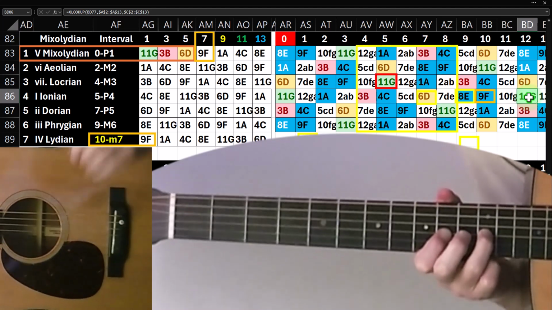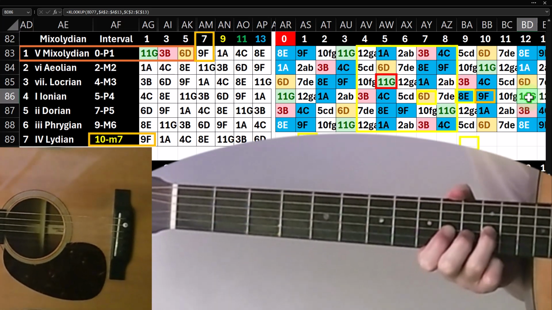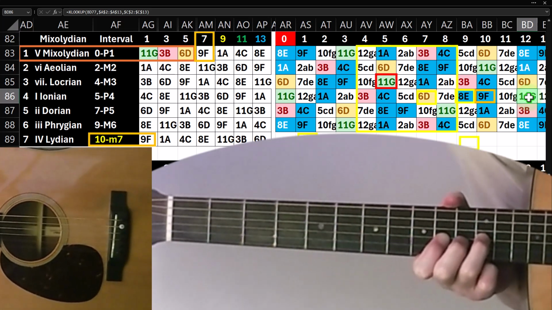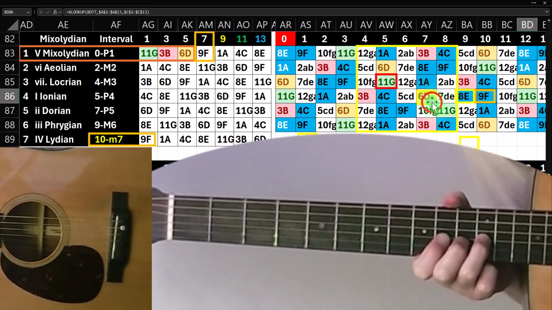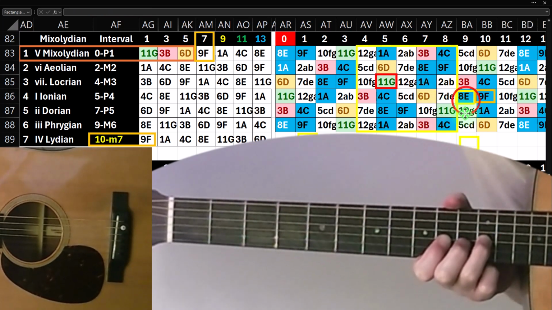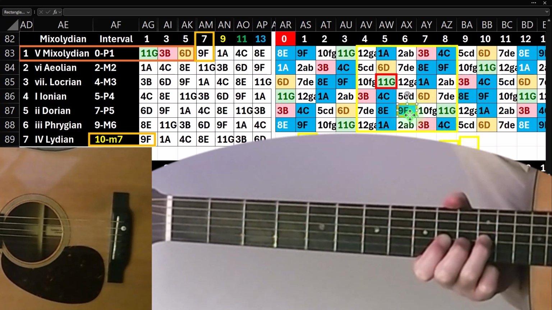Which sounds kind of cool. Anyway, I feel like maybe people could disagree with that. I think that's a cool sound. Let's go down 2 strings and cross the fault line.